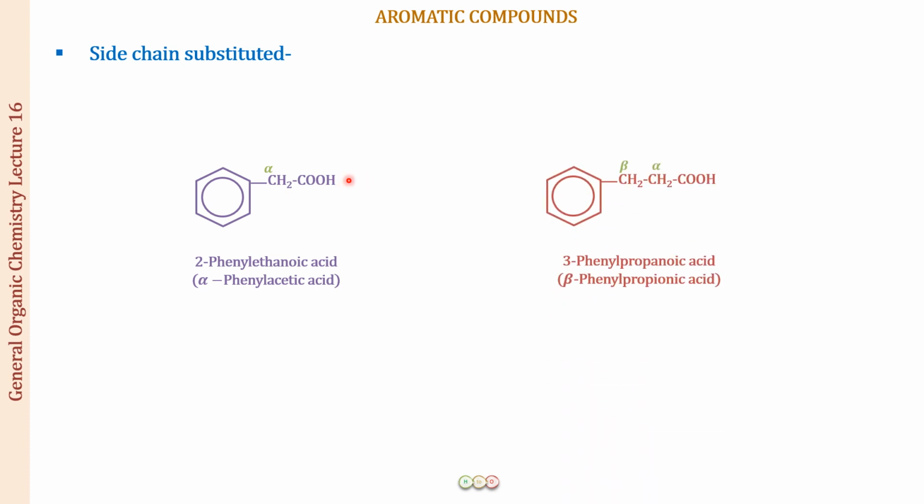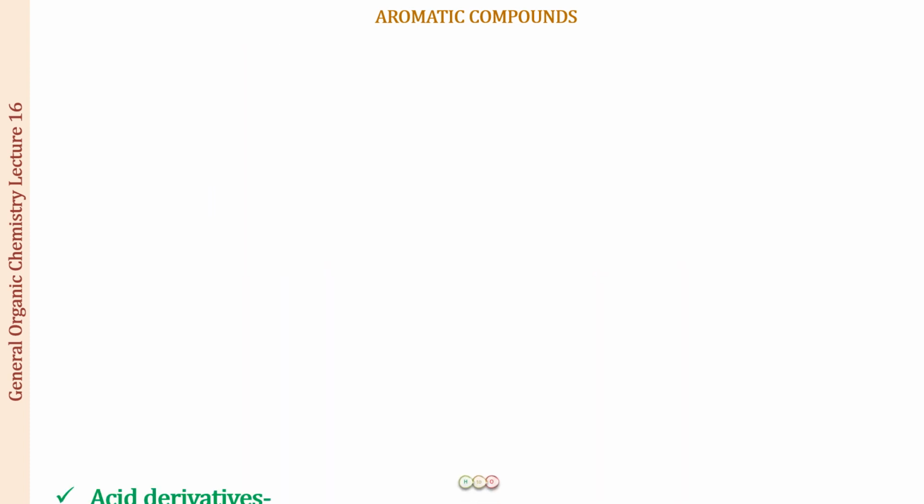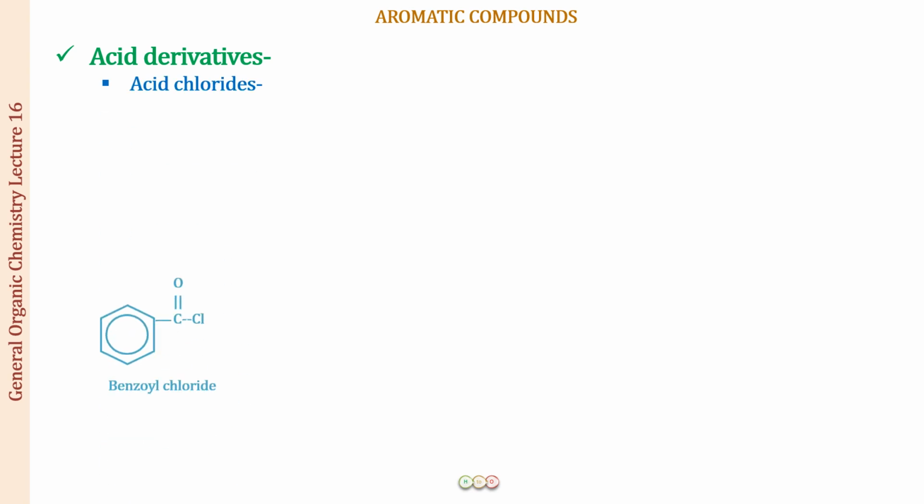The next we have is again the functional group. This is at alpha position, a beta position. So we call this beta phenyl propionic acid, and the IUPAC name is going to be 3-phenyl propanoic acid. All right. Next, we talk about the acid derivatives. The first acid derivative that we learn is the acid chlorides. For example, we have the benzoyl chloride.